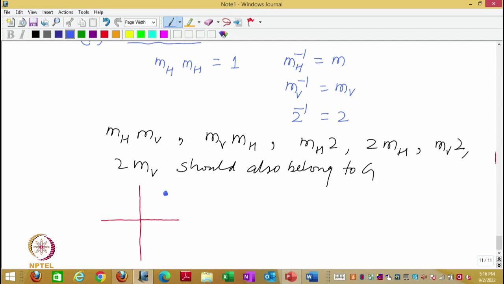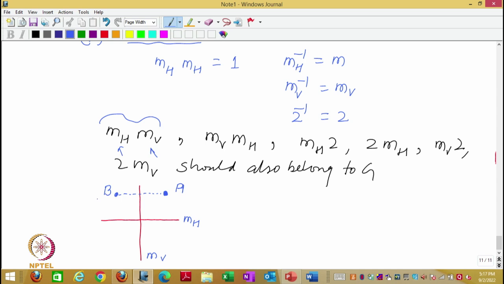Let us say we have an object and we have 2 mirrors. We have A, this is Mv, this is Mh. Let us first apply Mv. So, we are doing this operation, first Mv and then Mh. So, first we apply Mv. So, we reflect in the vertical mirror, I generate the point B.